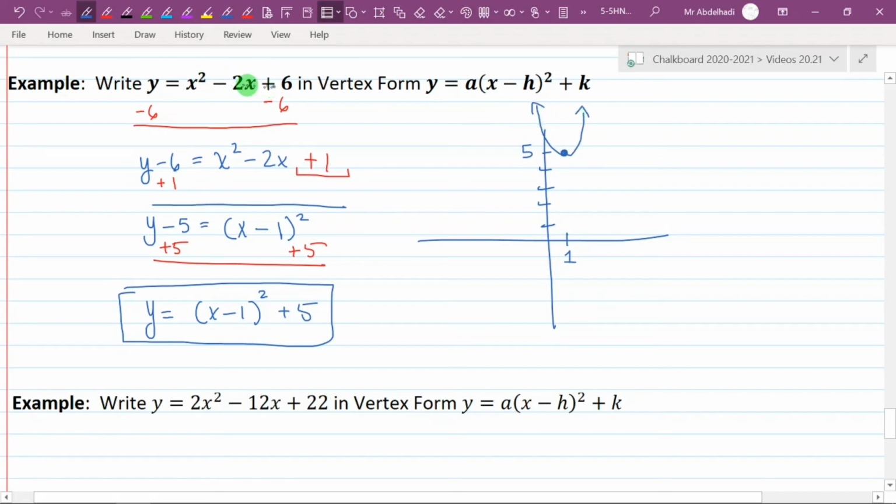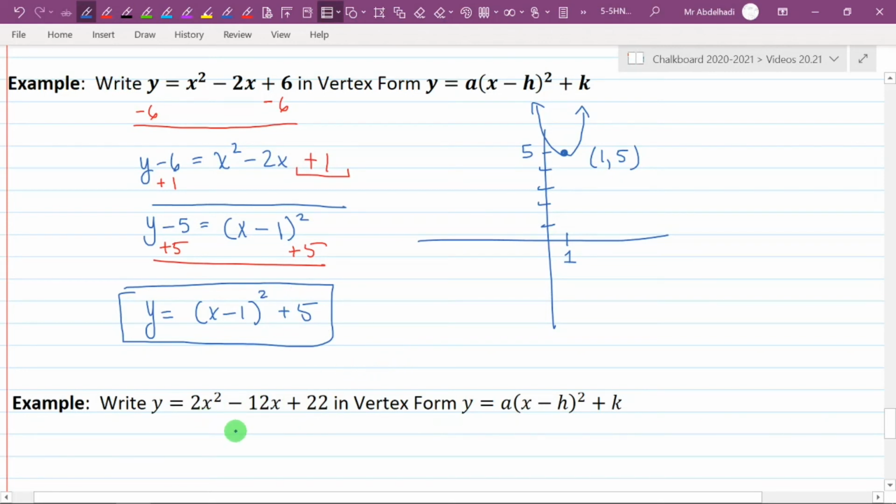Okay, because trying to graph this, not so obvious. You have to use a table. Here, you can see the vertex is h, k. All right, remember it's x minus h, so if this says minus 1, your h is actually positive 1. So your vertex is actually positive 1, 5.